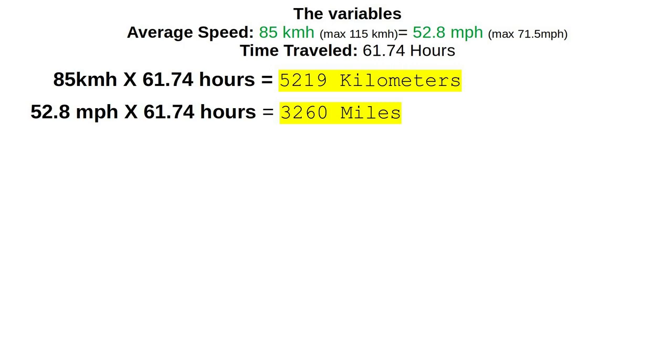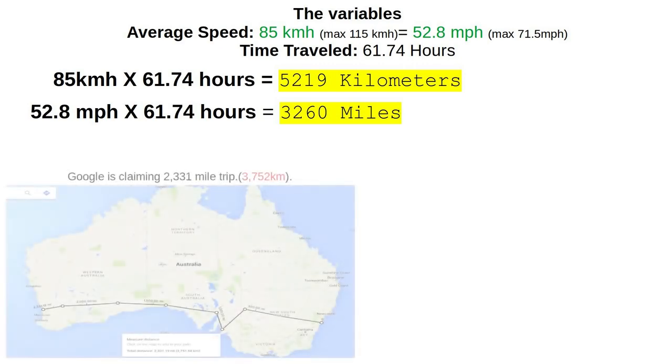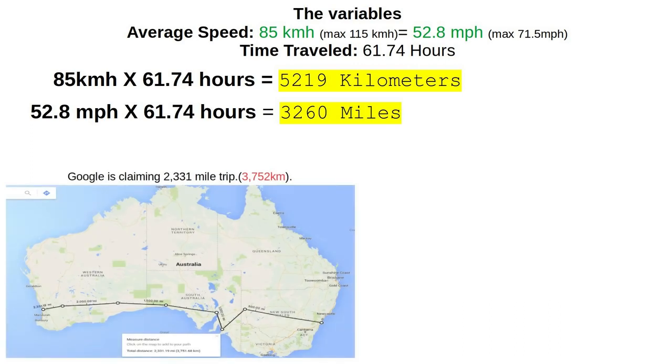So all we have to do now is calculate the two. For kilometers, 85 kilometers per hour times 61.74 hours gives you a total of 5,219 kilometers. In miles, it's 52.8 miles per hour times 61.74. That comes out to 3,260 miles. Okay. Now, when we compare that against Google, there's a dramatic, and I mean dramatic, difference in the distance of the two.